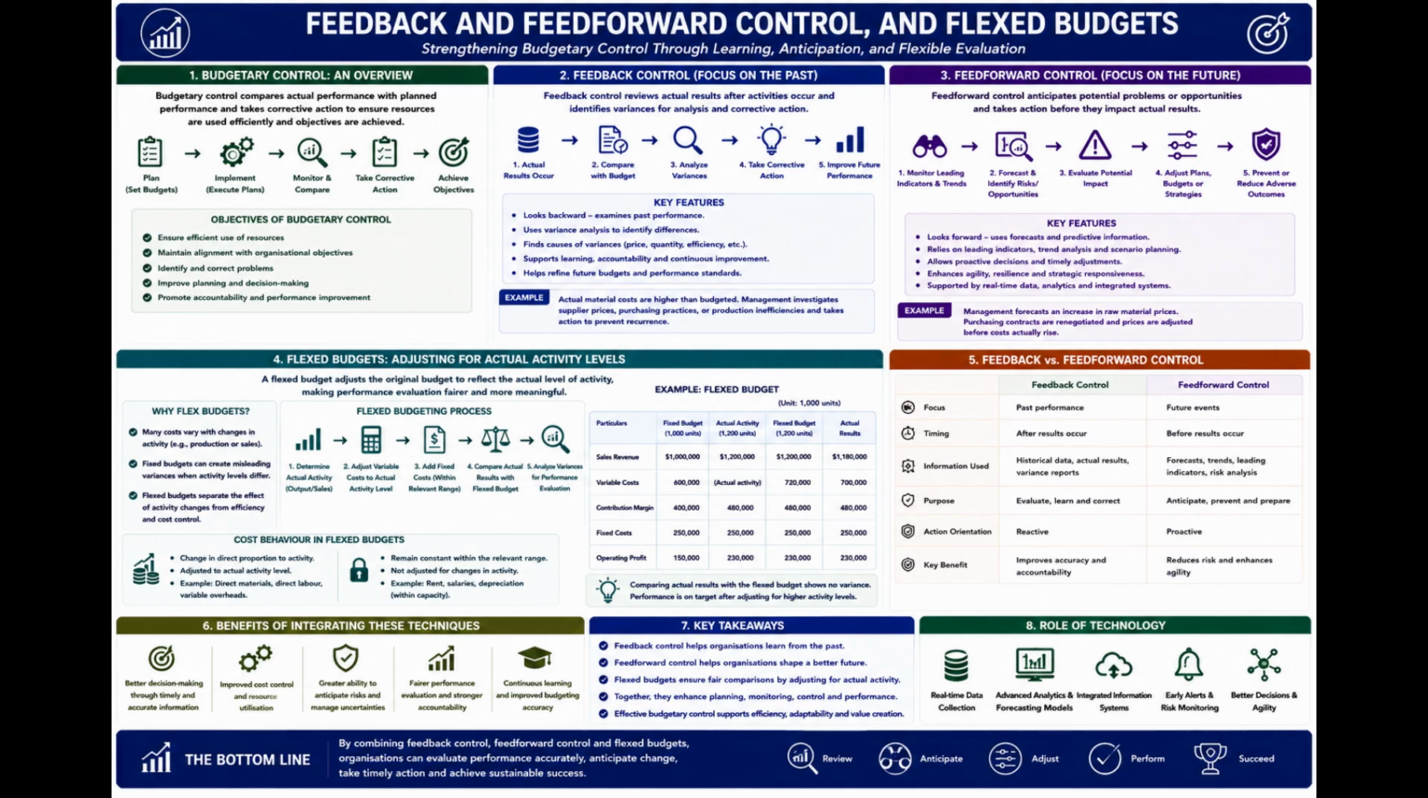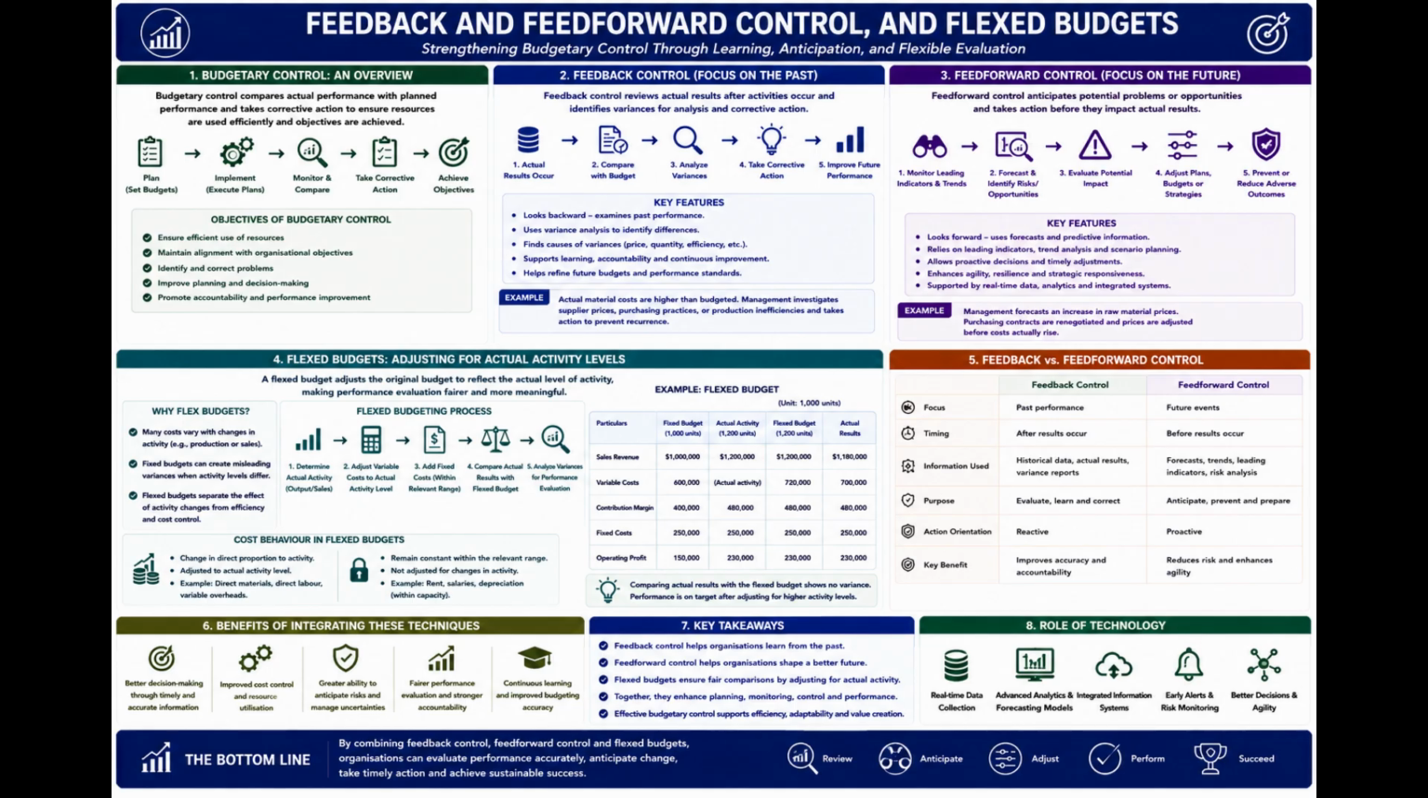Flex budgets are another important tool within budgetary control. A flex budget adjusts original budget figures to reflect the actual level of activity achieved during the period. Many costs vary according to output or sales volume, making direct comparisons between actual results and a fixed budget potentially misleading. For example, if production exceeds planned levels, variable costs will naturally be higher.